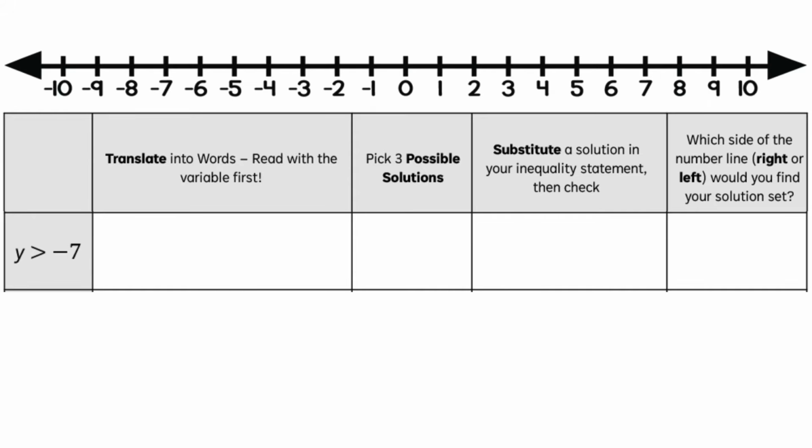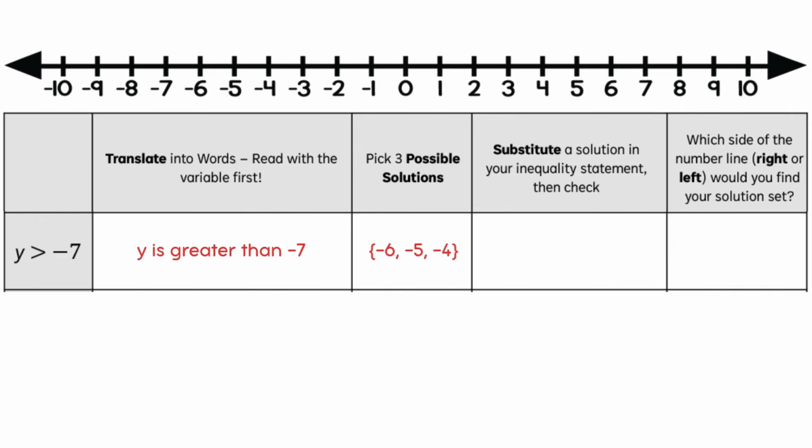The next one says y is greater than -7. So you want to write that out in word form. Y is greater than -7. Pick 3 numbers that are greater than -7. You can use a number line, put your finger on -7. All of your numbers to the right of that number are greater than. So we have -6, -5, -4.